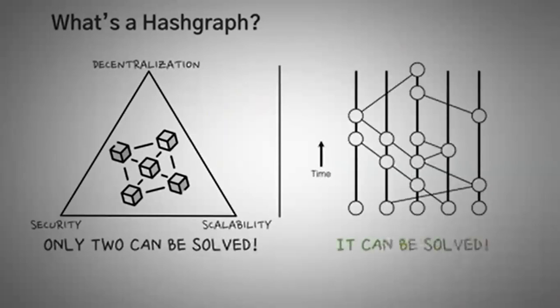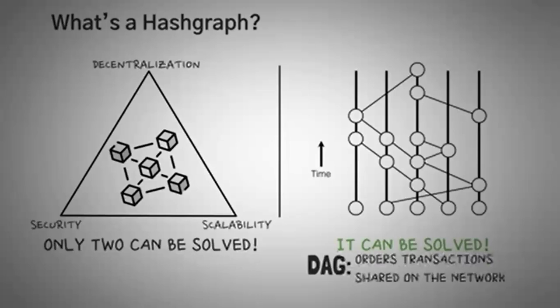It does this because Hedera isn't even a blockchain. In fact, it uses a special type of technology called a DAG, which stands for Directed Acyclic Graph, that orders transactions shared on the network. Now, it's a little complicated, but if you know how IOTA works, Hedera is quite similar.